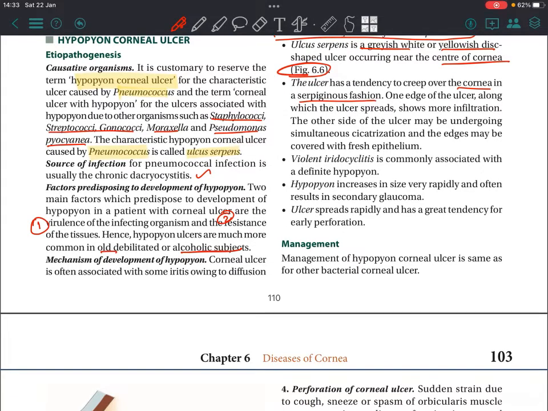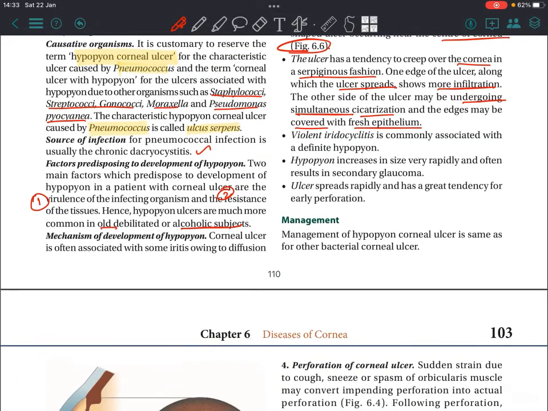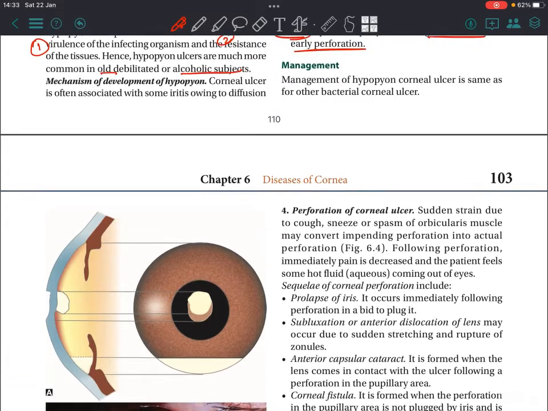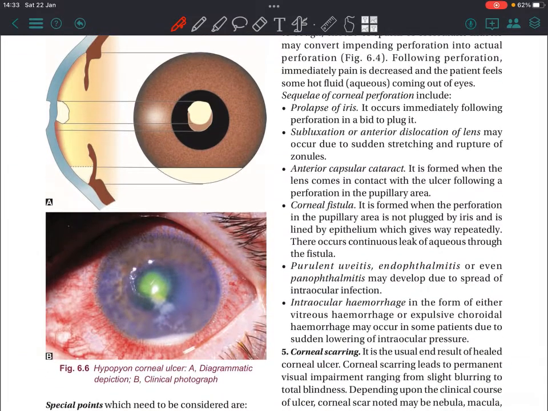One edge of the ulcer, along which the ulcer spreads, shows more infiltration. The other side of the ulcer may undergo simultaneous cicatrization and the edges may be covered with fresh epithelium. Violent iridocyclitis is commonly associated with definite hypopyon. Hypopyon increases in size very rapidly and often results in secondary glaucoma. The ulcer spreads rapidly and has a greater tendency for early perforation. Management of hypopyon corneal ulcer is the same as for other bacterial corneal ulcers.